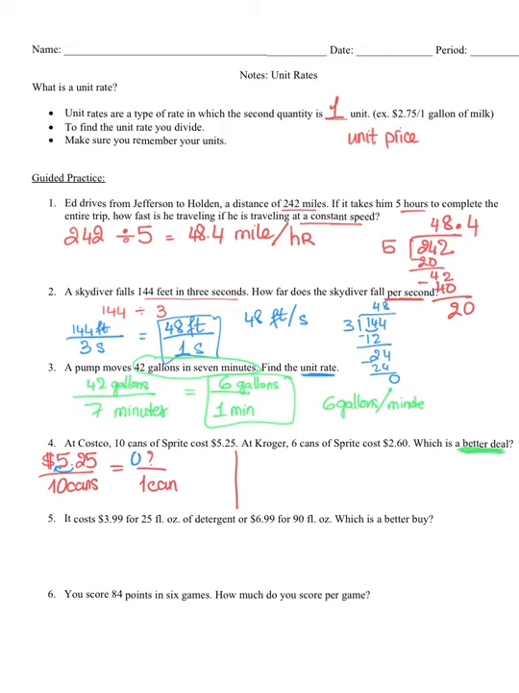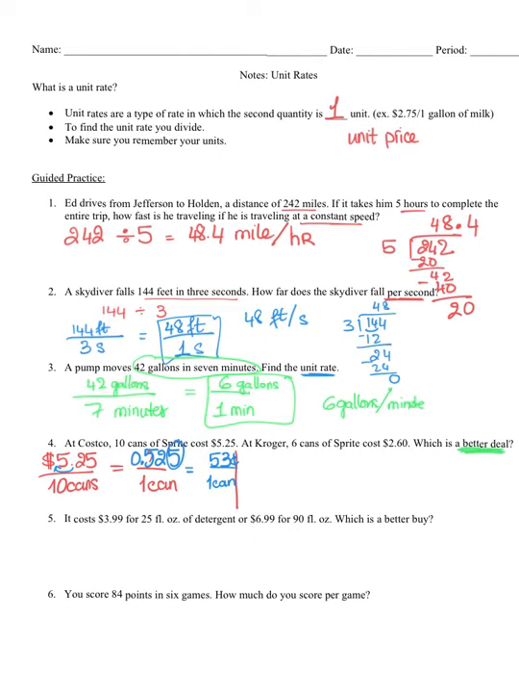So we have 0.525. Okay, but we can't have fractions of a cent, so I need to round it to the hundredths. So we have 53 cents for 1 can. Okay, that's the unit price at Costco. Now I'm gonna do the one at Kroger.